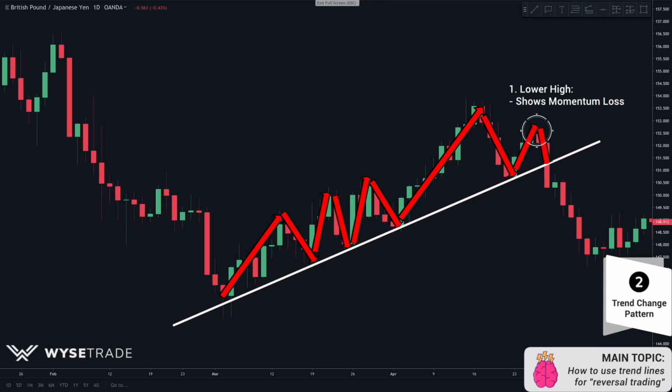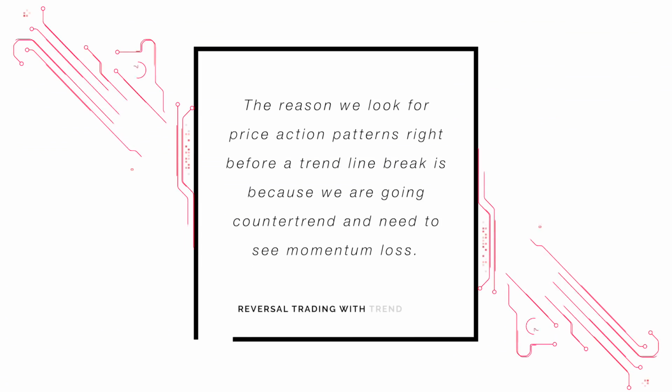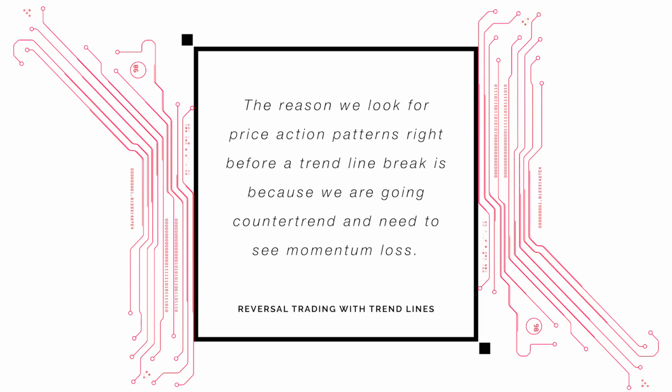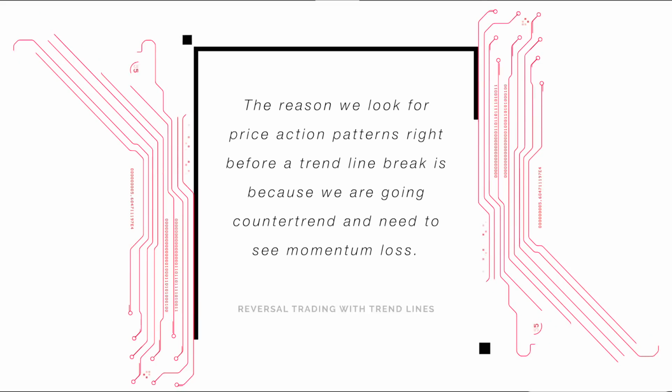that a lower high in an uptrend shows a loss of momentum. Once price then breaks the trend line, this confirms the trend change and shows bearish momentum entering the market. Again, the reason you want to look for reversal price action patterns before a trendline break is because it shows momentum loss, which is important when you go against a strong trend.